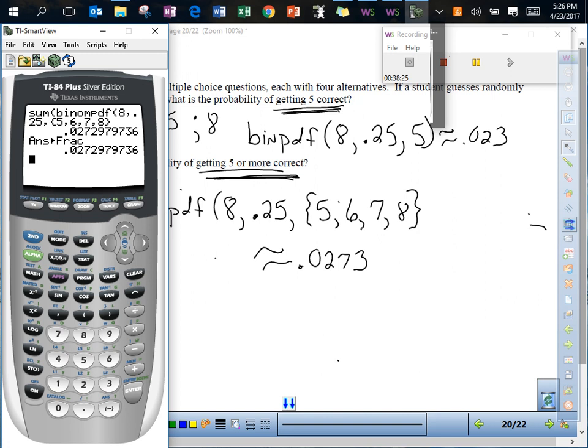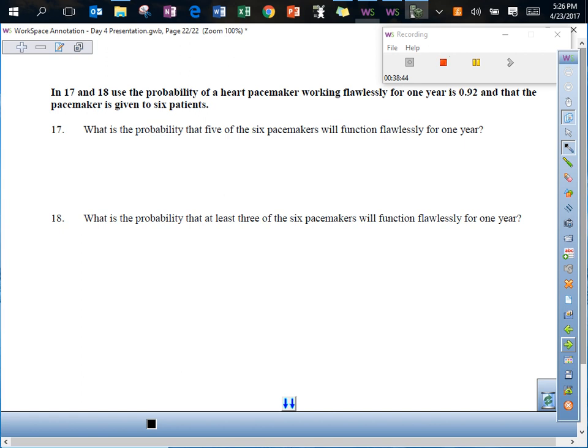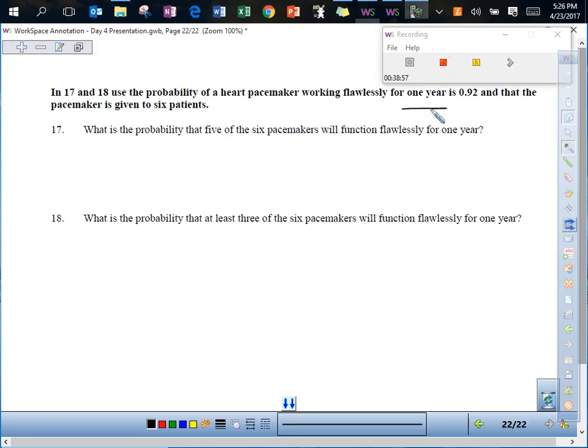I've got 2 more down there, number 17 and number 18. I'll show you the setup of them really fast, and then I'll be all done with the video. Number 16, I got a little typo. I need to put a number of. So let's skip number 16. Let me show you what number 17 should look like. In 17 and 18, use the probability of a heart pacemaker working flawlessly for 1 year to be 0.92. And that the pacemaker is given to 6 patients. What's the probability that 5 of the 6 pacemakers will function flawlessly for a year?